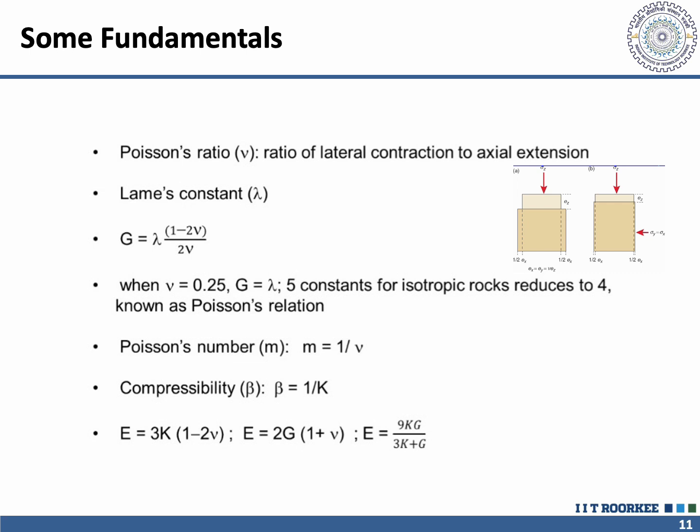The special case where the Poisson's ratio is equal to 0.25, then the shear modulus is equal to the Lamé constant. Under this condition, the five independent elastic constants reduce to four. This simplification is called the Poisson's relation. The Poisson's number is the reciprocal expression of the Poisson's ratio. Here, the relationship between the Young's modulus and other constants are also given. The typical range of Young's modulus in rocks is 1 gigapascal to 100 gigapascal.